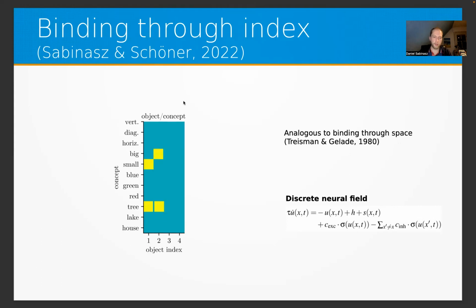Here we see now a different activation pattern in the same field, where we can see how this model would solve the problem of 2. Now object index 1 is bound to both the tree concept and the small concept. And object index 2 is bound to both the tree concept and the big concept. So this allows us to encode that there's a small tree and a big tree. And these two representations are kept apart.